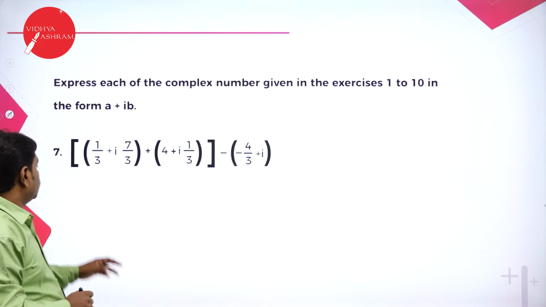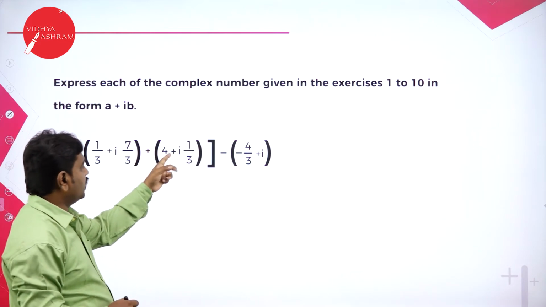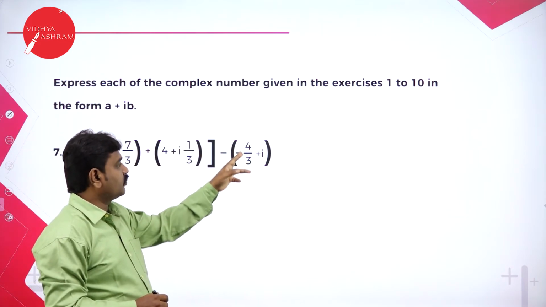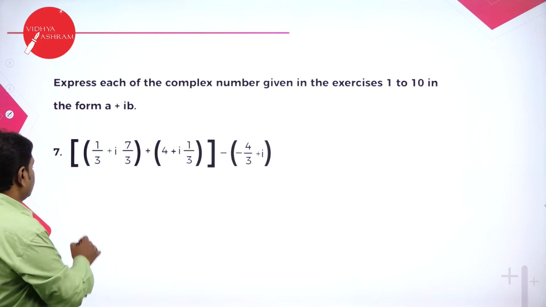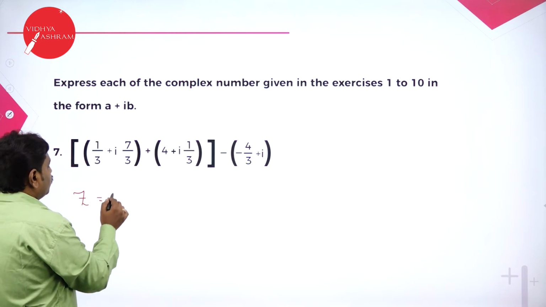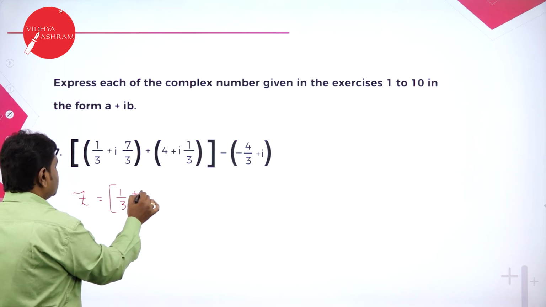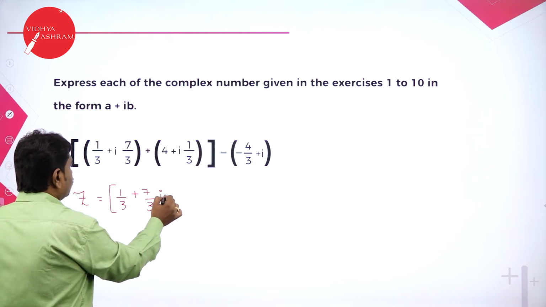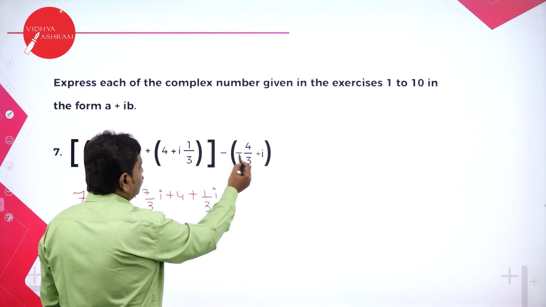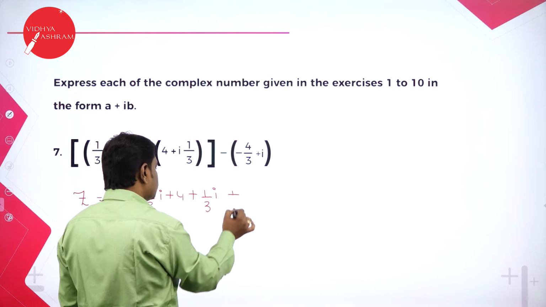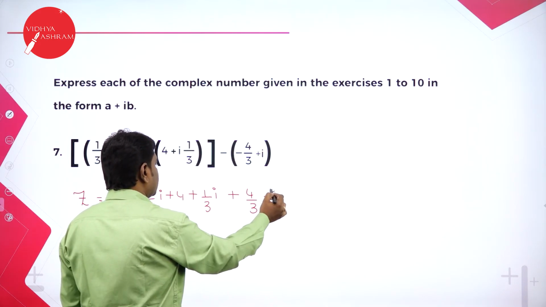Next we have 1 by 3 plus i times 7 by 3 plus 4 plus i, 1 by 3 minus 4 by 3 plus i. There are three complex numbers given. Go on simplifying this, you will get the required result. So z is equal to, first I'll simplify the terms in the bracket. So 1 by 3 plus, can I write 7 by 3 i plus 4, again plus 1 by 3 i, again open the brackets for this, minus into minus becomes plus 4 by 3, plus into minus is minus i.